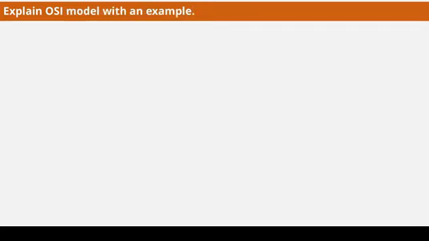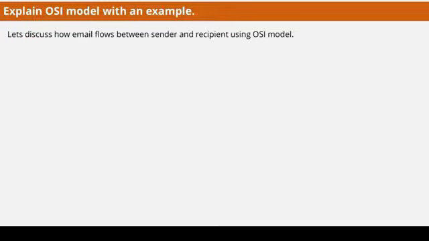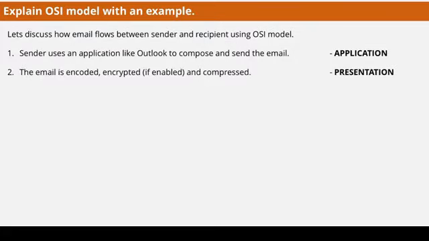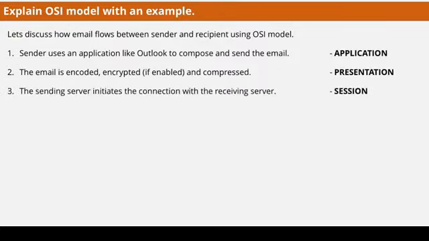There will be a question to explain the OSI reference model with a practical example. So let's discuss how email flows between a sender and a recipient using OSI reference model. Sender uses an application like Outlook to compose and send the email. This is done at the application layer. The mail is encoded, encrypted, and compressed by the presentation layer. The sending email server initiates the connection with the receiving server at the session layer.